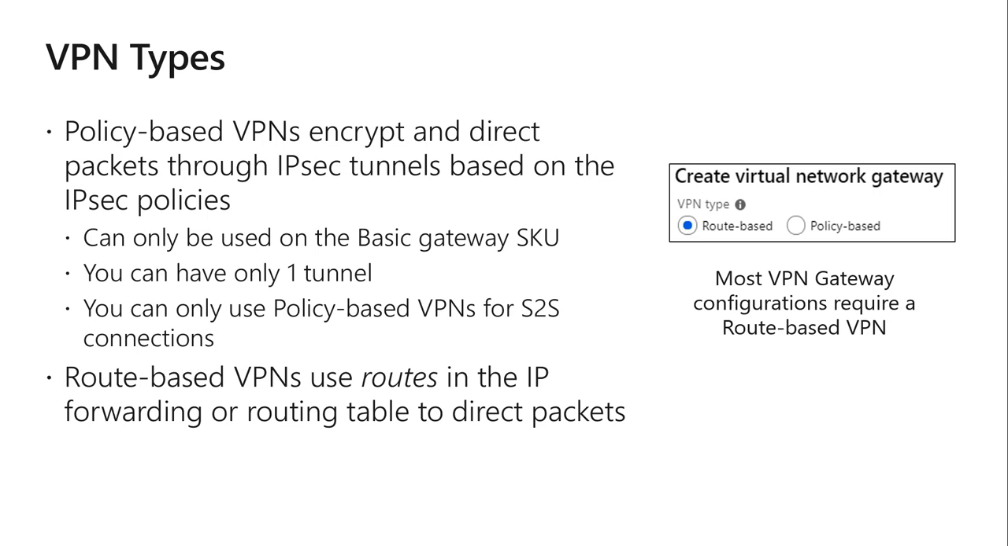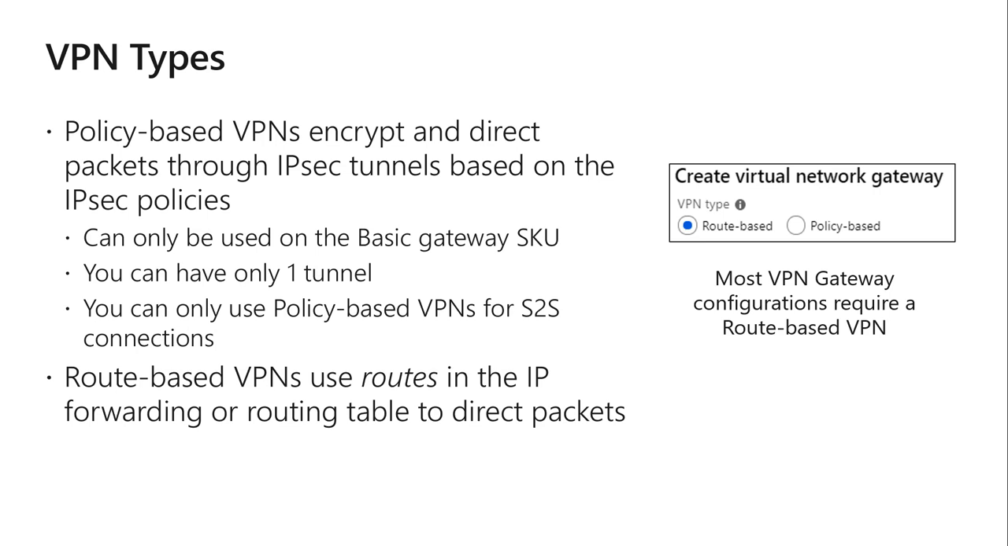First, policy-based VPN can only be used on the Basic gateway SKU, and it is not compatible with other gateway SKUs. We will introduce the SKUs in the next slide. Second, you can have only one tunnel when using a policy-based VPN. Third, you can only use policy-based VPN for site-to-site connections and for certain configurations. Most VPN gateway configurations require route-based VPN, like the point-to-site we mentioned, right?